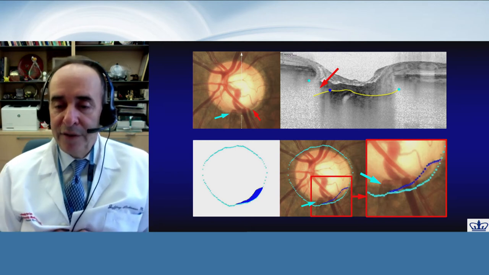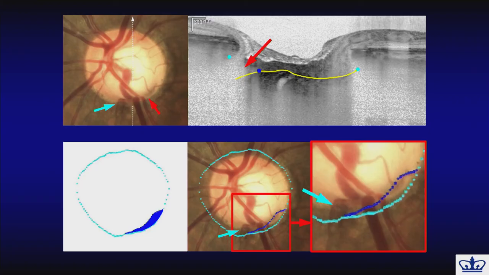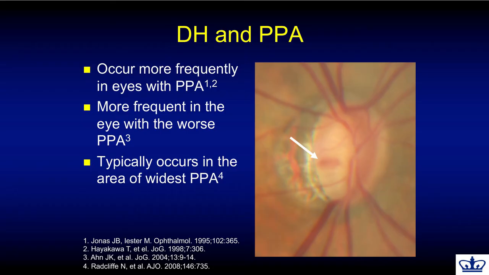In the bottom left image, we see that disinsertion reconstructed three-dimensionally. The light blue circle is Bruch's membrane opening. And in the center lower panel and the right lower corner, we can see that the disc hemorrhage is occurring right at the edge of that laminar disinsertion and degeneration, suggesting that tissue breakdown at that location is responsible for the development of the disc hemorrhage.